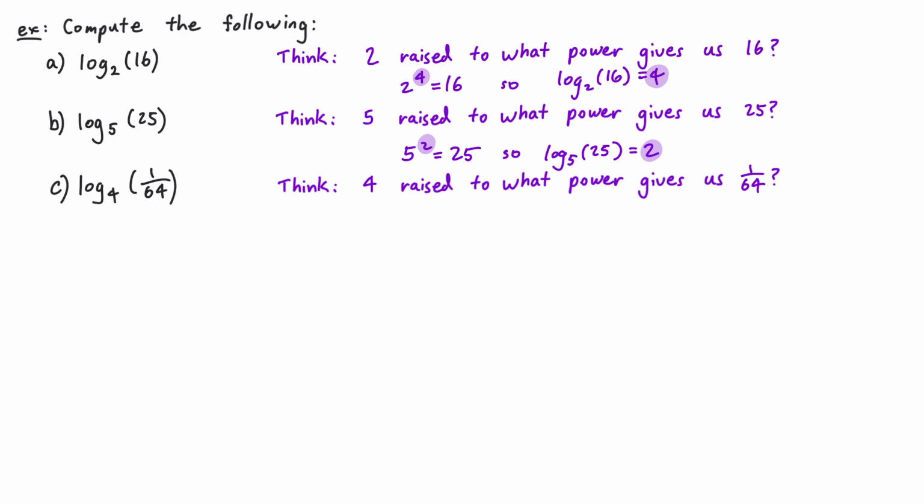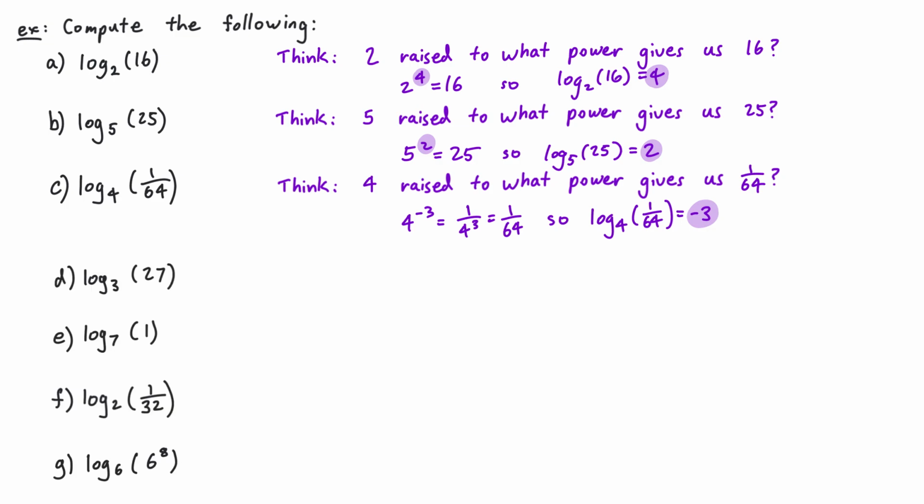Well, 4 to the third power gives us 64. So if we do 4 to the power of negative 3, according to our exponential properties, this is 1 over 4 cubed, which is 1 over 64. So we know that the logarithm with base 4 of 1 over 64 is going to be that exponent, negative 3. Let's try to do a few more examples.